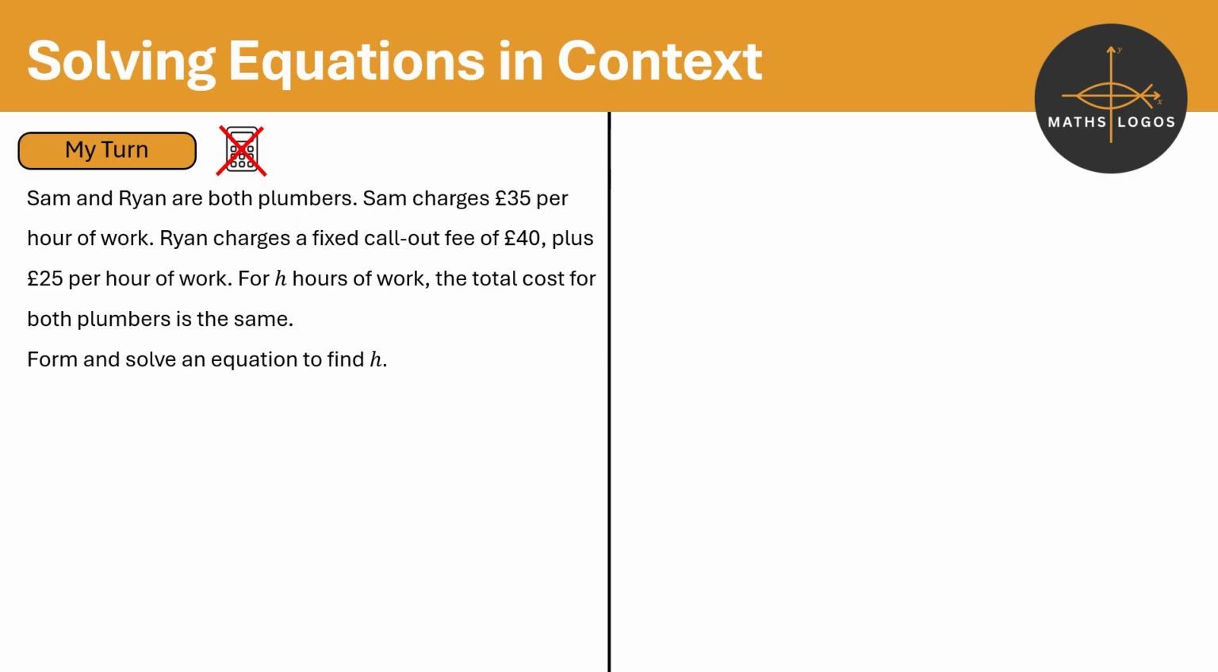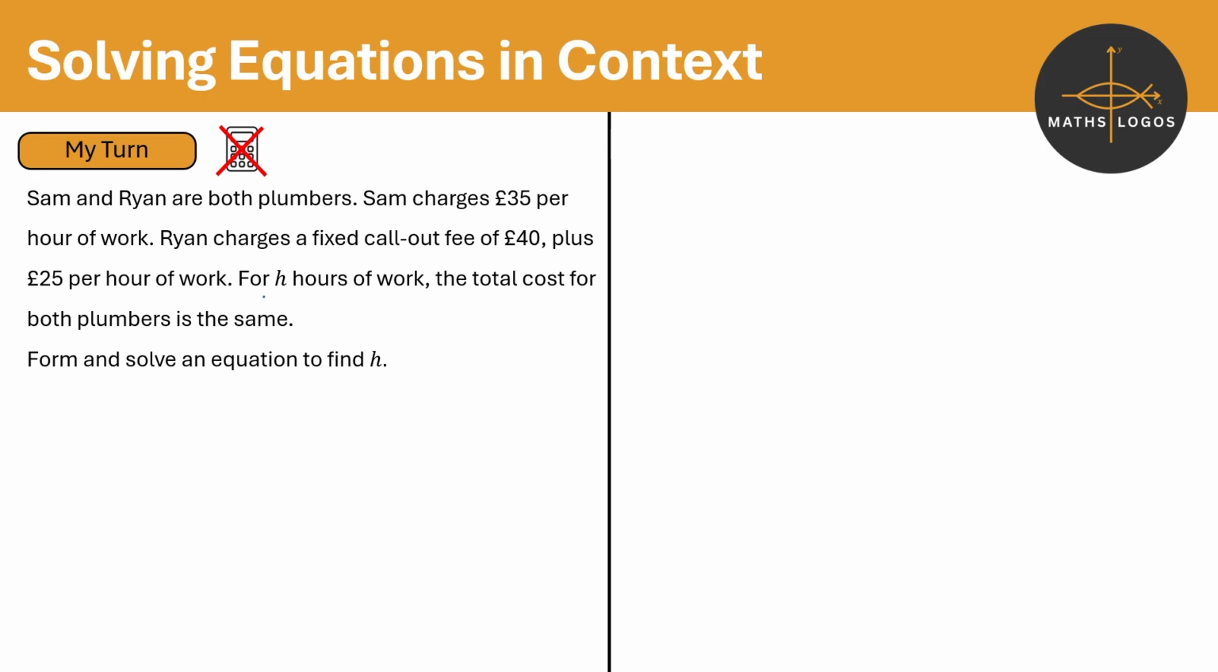Our next example has lots of stuff going on. Let's get into it. Sam and Ryan are both plumbers. Sam charges £35 per hour of work. Ryan charges a fixed call-out fee of £40 plus £25 per hour of work. For 8 hours of work, the total cost for both plumbers is the same. Form and solve an equation to find x.